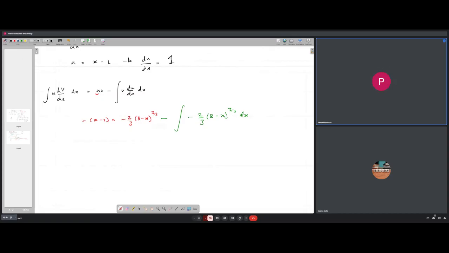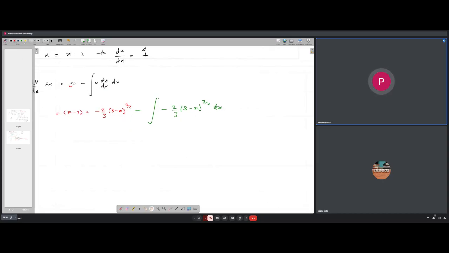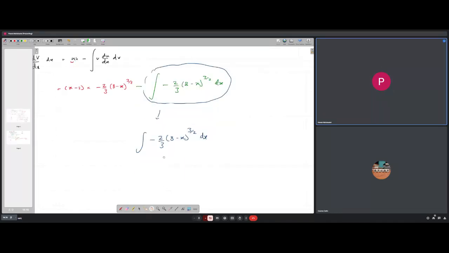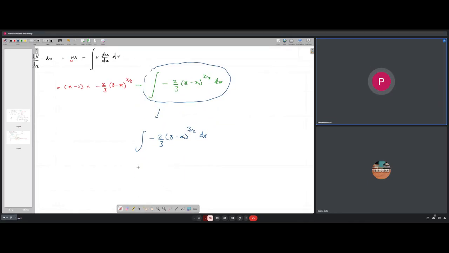So then, before I try and simplify this, you want to figure out what this integral is. And of course, it's not a very nice integral. So you've got minus 2/3 of 8 minus x to the power of 3 over 2 with respect to dx. So we want to integrate that. Let's just bring the minus 2/3 out.